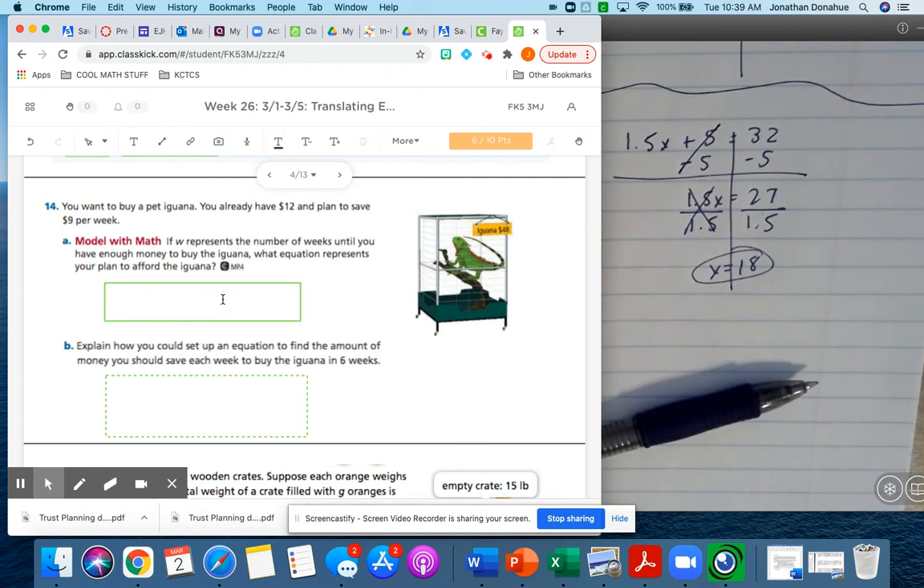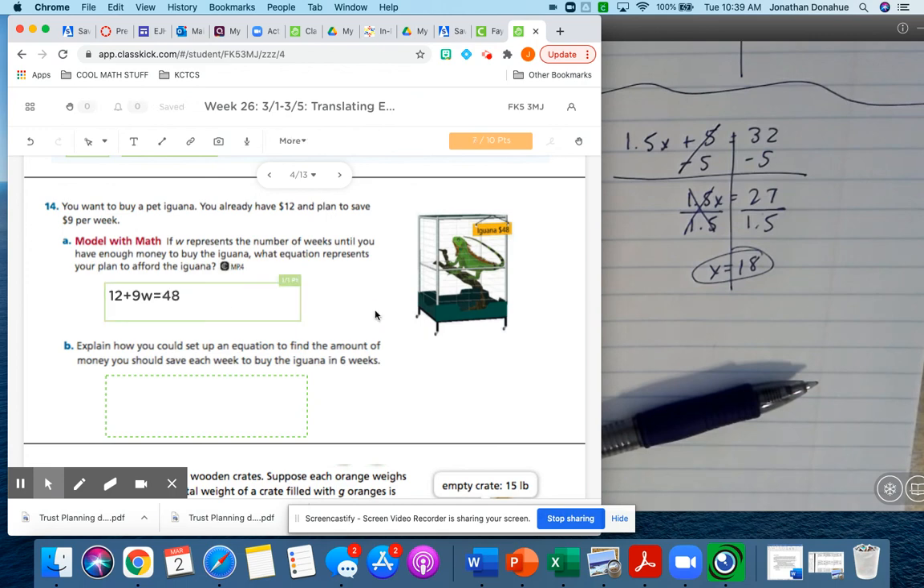So we start with 12. That's not repeated. That's not how much we're saving per week. So we just leave that by itself. Now we're going to add more money every week. So we're going to do 9 times the amount of weeks. Now we don't know how many weeks we're going to save. So we just put W. And we put equals 48.